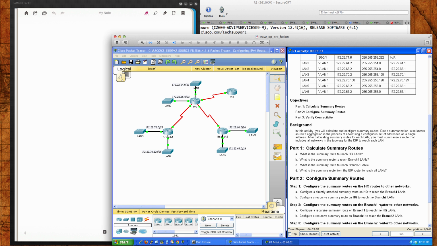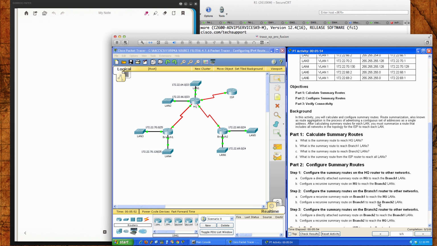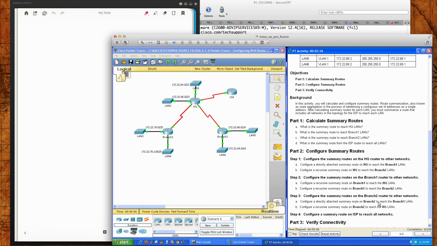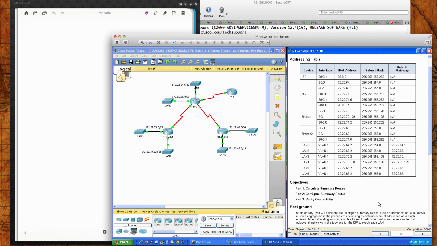We're going to calculate summary routes, and we've got 4 things that we need to calculate right now. We need to calculate the summary route to reach the headquarters LANs, the branch 1 LANs, and the branch 2 LANs. Interestingly enough, it shows us the LAN addresses here. It does not show us the WAN addressing. Now we have that over here with the serial interfaces.